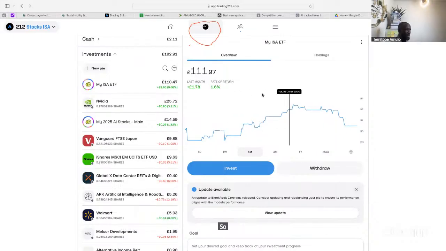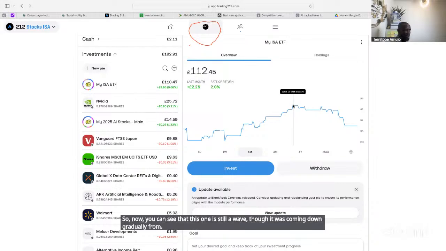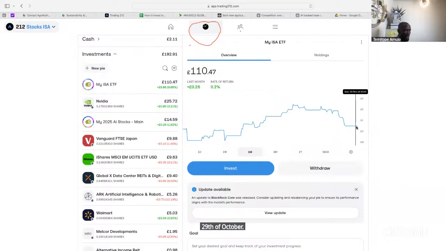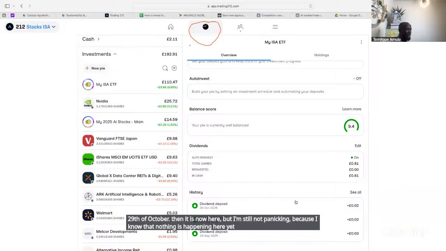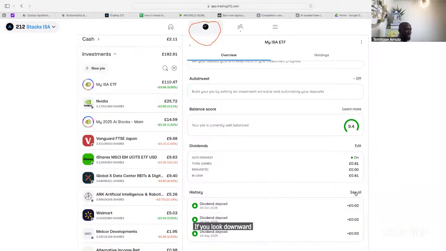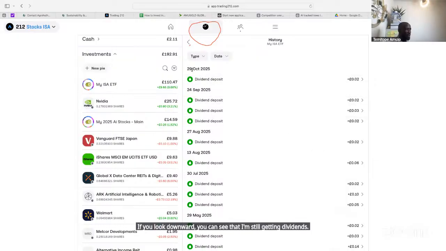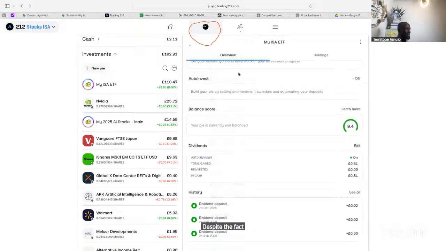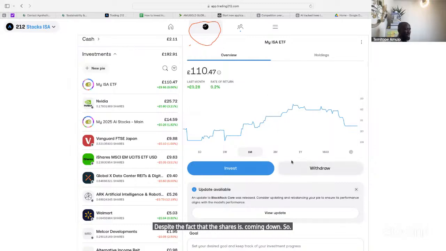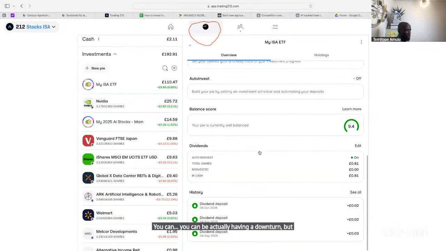So now you can see that this one is still a wave, though it was coming down gradually from 29th of October. Then it is now here, but I'm still not panicking because I know that nothing is happening here yet. However, if you look downward, you can see that I'm still getting dividends. Still on the 29th, they still send dividends. On 24th, I had about 3 dividends. On 27th, you can see that dividends are still coming in, despite the fact that the shares are coming down. So what that is saying is that yes, you can have a downturn, but that does not mean dividend will not come in.